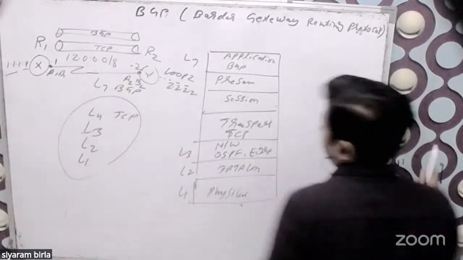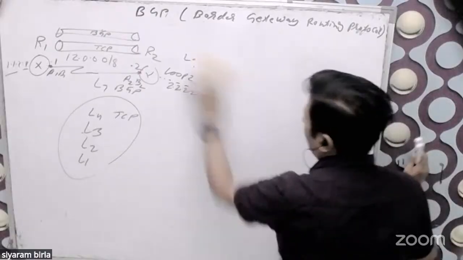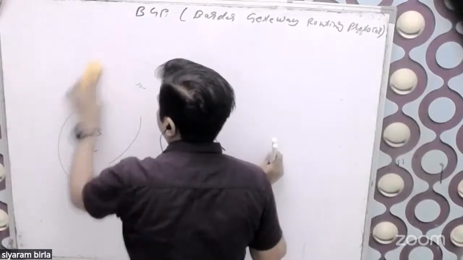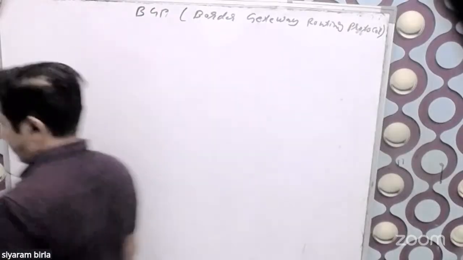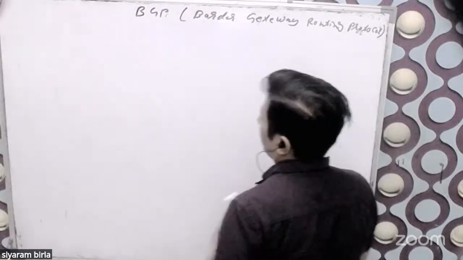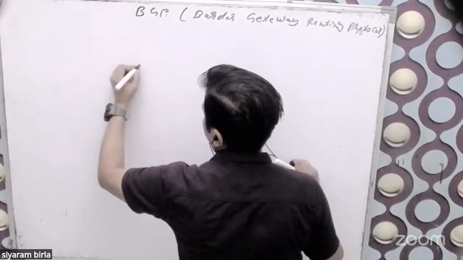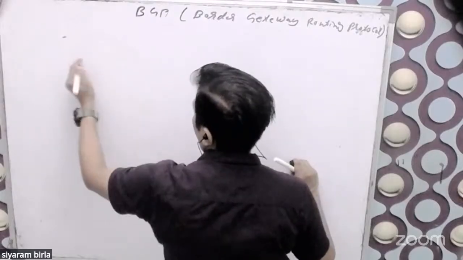And let me explain the different ways. I'll cover the basics of BGP. In the next lecture, I will teach you about the OSPF states. So this is my router. Suppose these are the routers.